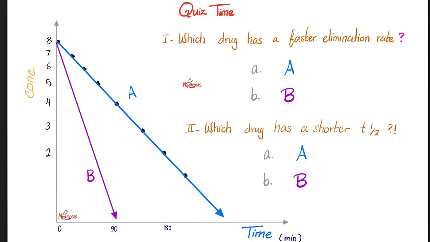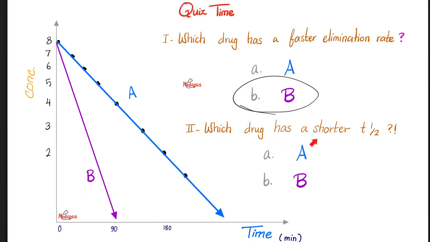When it comes to the first question, which one has a faster elimination rate? Remember, the steeper the slope, the faster the decay. Between A and B, which one is steeper? B is more steep, A is more flat. The steeper the slope, the faster the decay. Therefore, the answer here is B. B has a faster decline, a faster decay, a faster elimination rate.